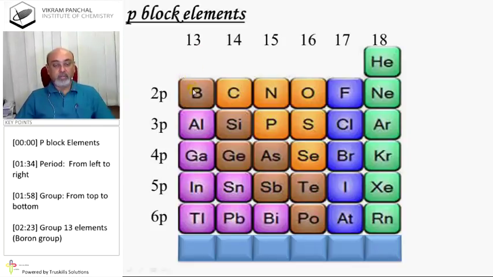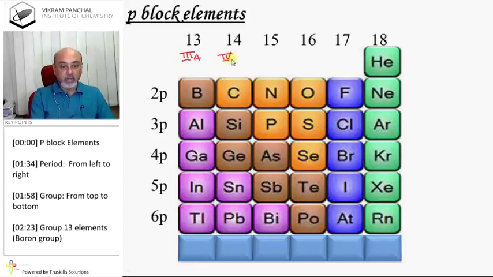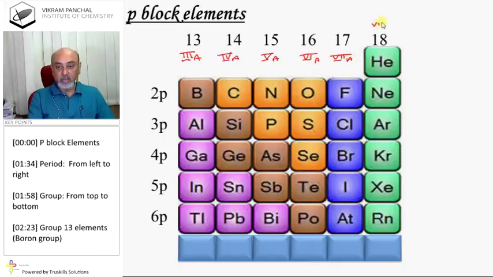The 13th group begins with boron, so it is called the boron group, or it is also known as the 3rd A group. The 14th group is 4th A, the 15th group is 5th A, the 16th group is 6th A, the 17th group is 7th A, and this is 8th A or 0.